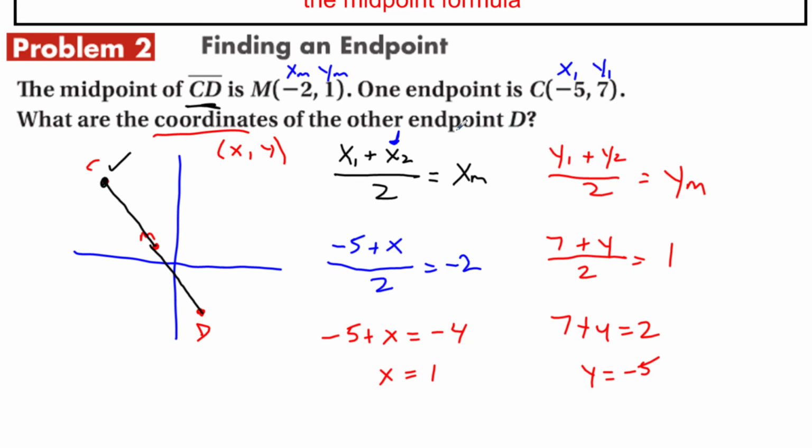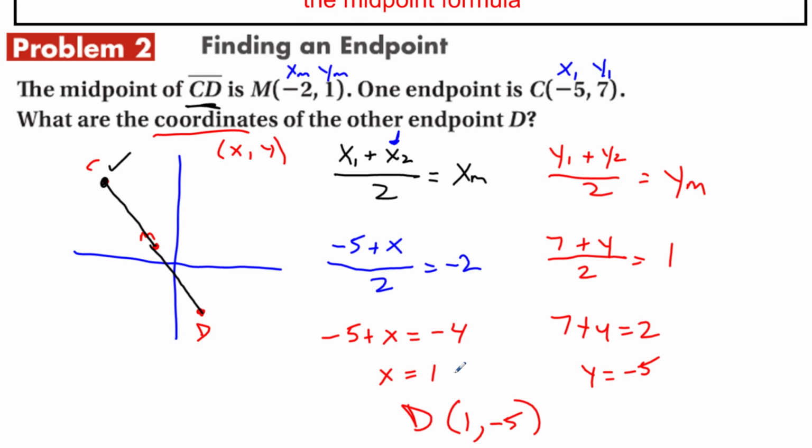So I'm claiming that the other endpoint, D, has an x value of 1 and a y value of -5, and I'm going to get that as my answer. And if you take a look at my rough sketch here, that's about where we ended up. If I go over to 1 and down to -5, that's about where I ended up in my rough sketch. So my picture is confirming what I just calculated was the endpoint D.